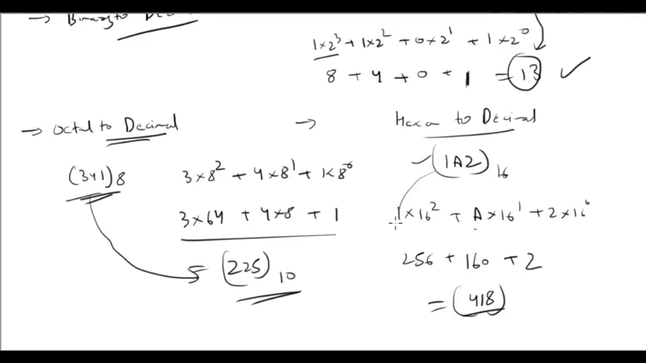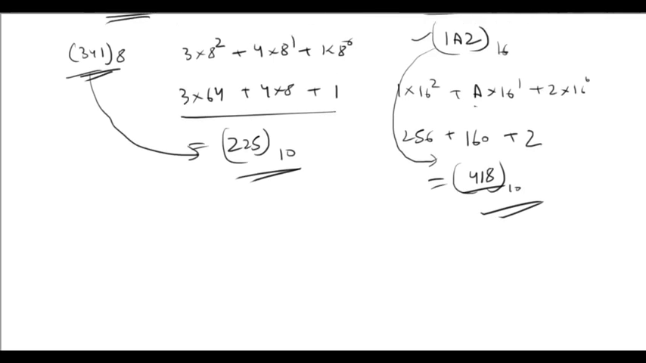Now we have converted 182 into decimal. 418 is the decimal number. Okay, this is how we can convert these types of numbers. Also, there are many other conversion systems like binary to octal, binary to hexa. Okay, so let's see that also. Now we are converting binary to octal.